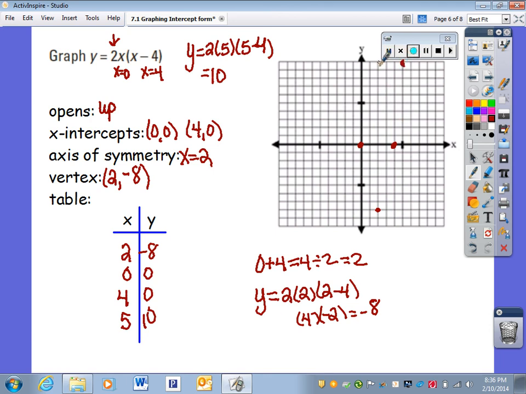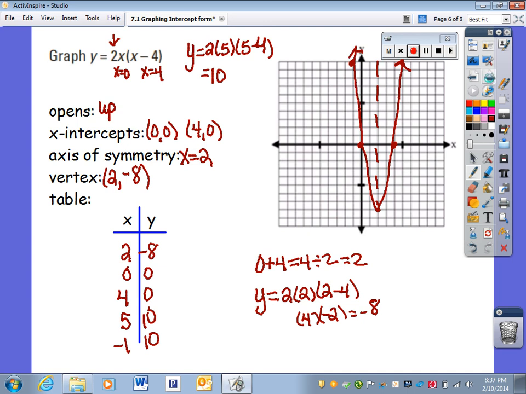We will make sure we have our axis of symmetry. And since we went 3 to the right from the axis of symmetry, we're going to go 3 units to the left, and that's going to be at -1, 10. And then we can draw in our parabola, making sure to put arrows on both ends to show that it continues infinitely in that direction.